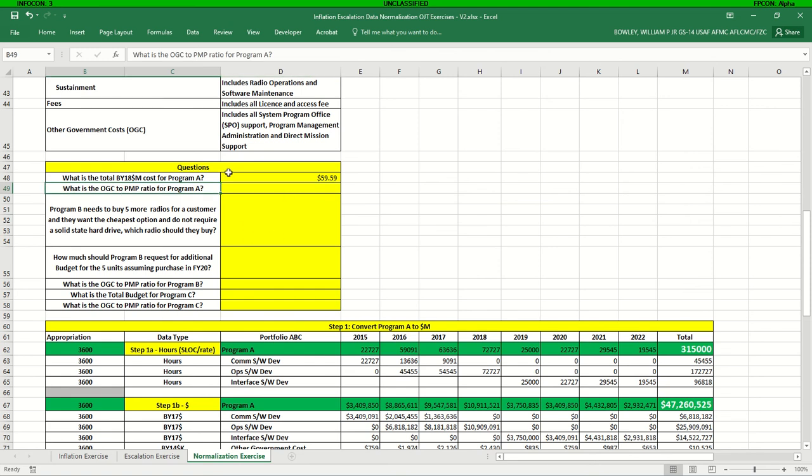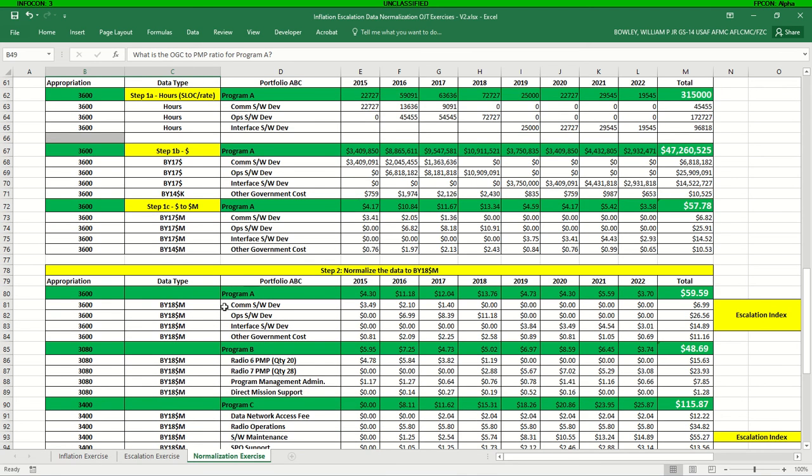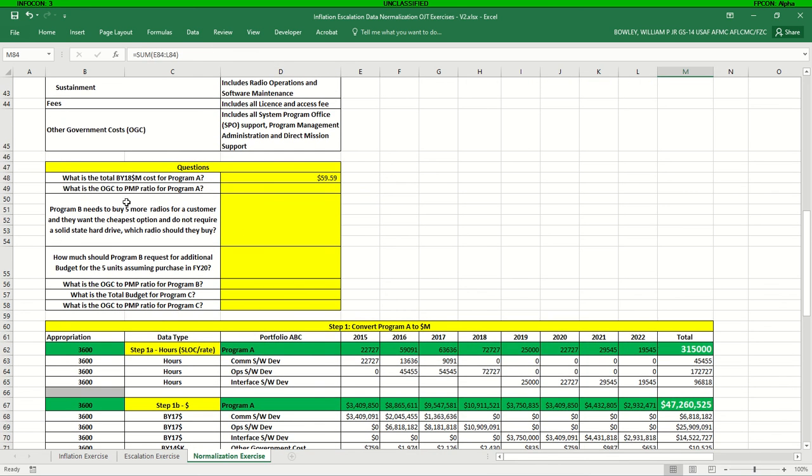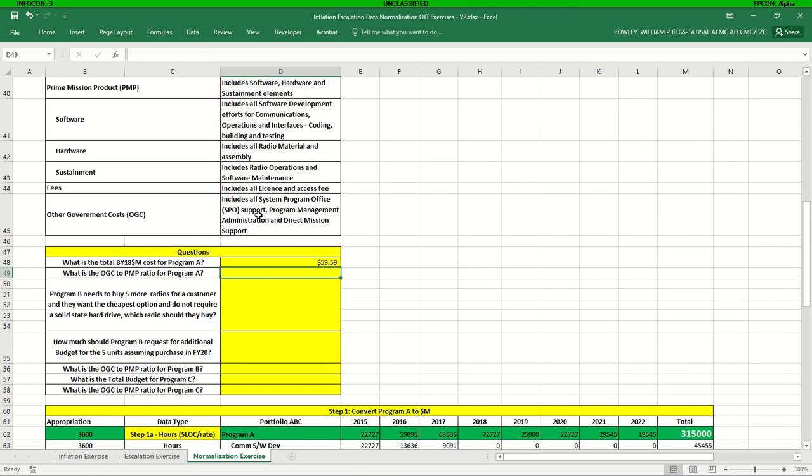What is the next question? What is the other government cost to prime mission product ratio for program A? If we look at program A here, we'll see we've got these WBS elements where we've got 3 different software development elements, and then we've got an other government cost. So obviously the other government cost is the other government cost element. But what is the prime mission product element as part of this ratio we want to calculate?